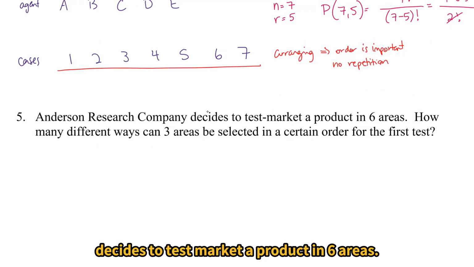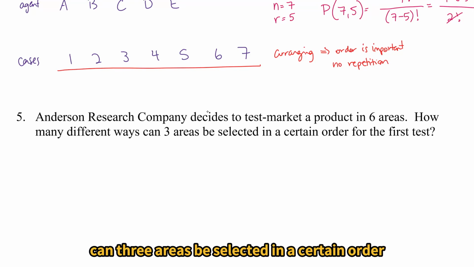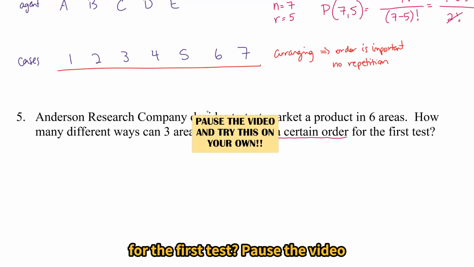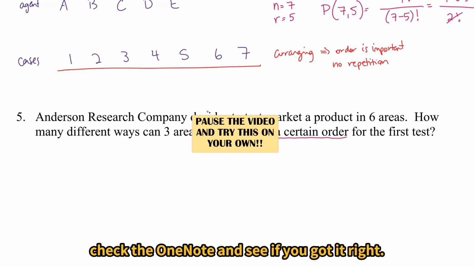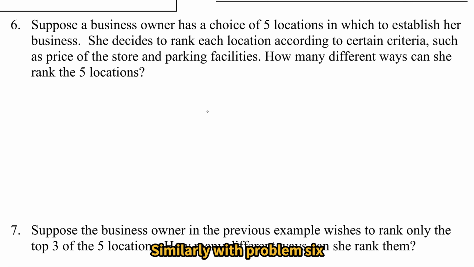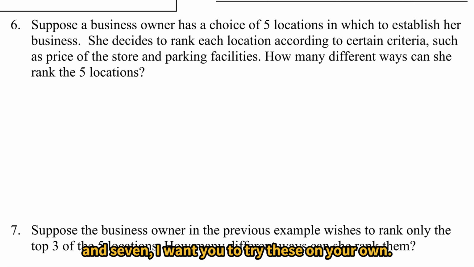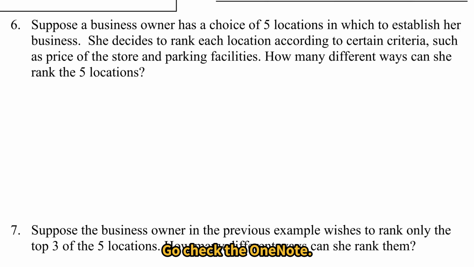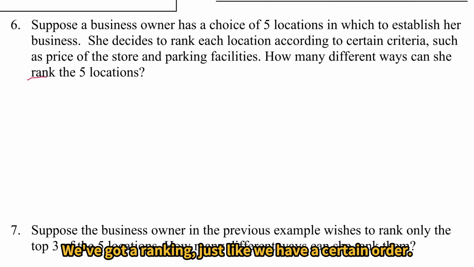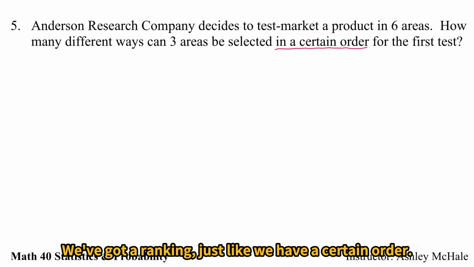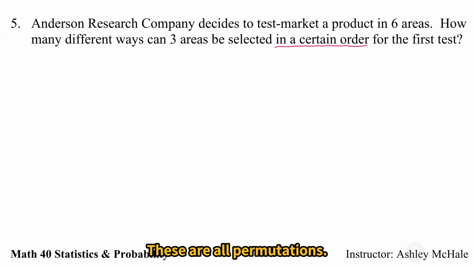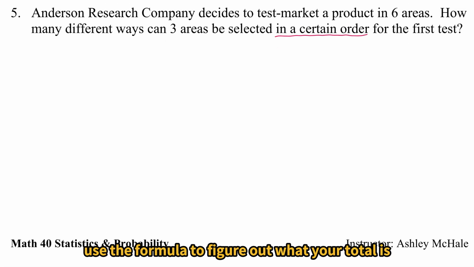Anderson Research Company decides to test market a product in 6 areas. How many different ways can 3 areas be selected in a certain order for the first test? Pause the video, try this problem on your own, and then go check the OneNote and see if you got it right. Similarly with problems 6 and 7, I want you to try these on your own. Go check the OneNote. I will give you a hint. We've got a ranking, just like we have a certain order. These are all permutations.